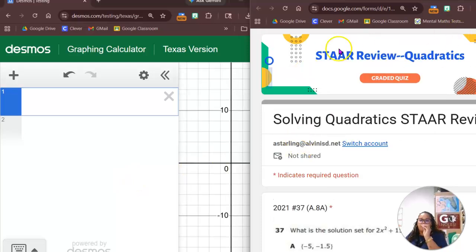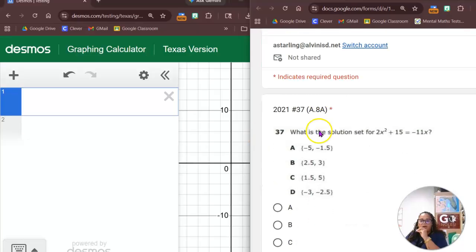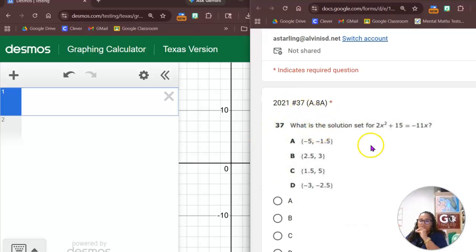Hey guys, I'm going over your STAAR review for quadratics questions. I am going to show you how to show your work for these. They're all randomized, so this is starting with question number 37.